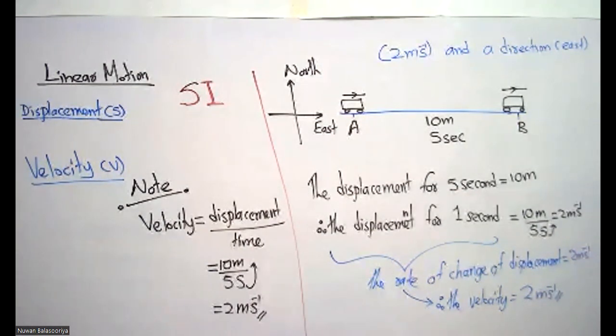The SI unit of velocity is m s^-1. The velocity of the above motion is 2 m s^-1 to the east direction. A velocity has a magnitude and a direction, therefore velocity is a vector quantity.